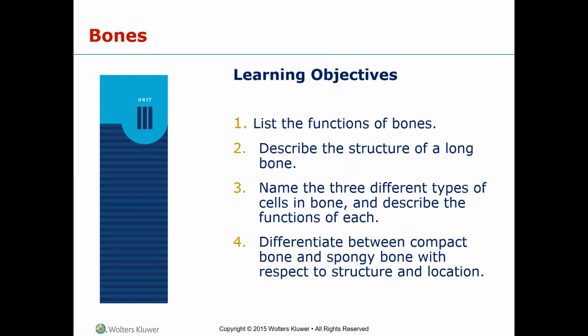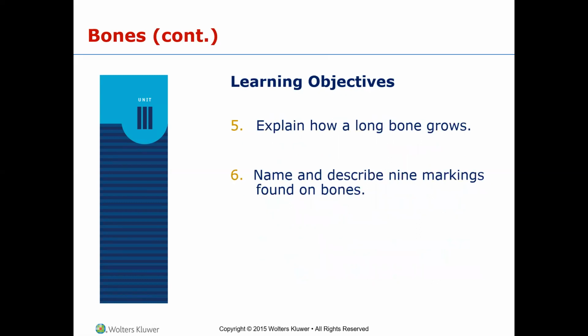So some of the things that we'll be looking at is the function of bone, and if you consider the function of bone, there are several functions. Some of the things that they do, there are about 5 of them. And then in terms of describing what a long bone consists of, and then the 3 different types of cells that you find in bone and what their functions are. And then describing or differentiating between compact bone and spongy bone in regard to their structure and location.